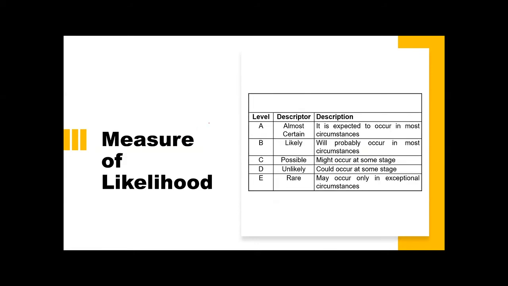So how about likelihood? If it's level A, it's almost certain, it happens really often. Level B would be likely, level C possible, and so on until we get to level E, which is rare, so it may occur only in certain circumstances.